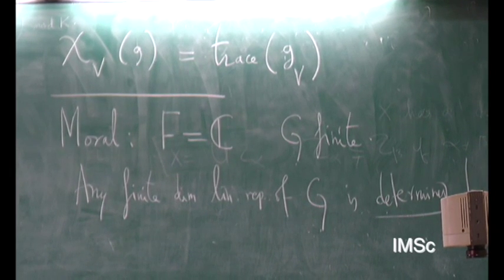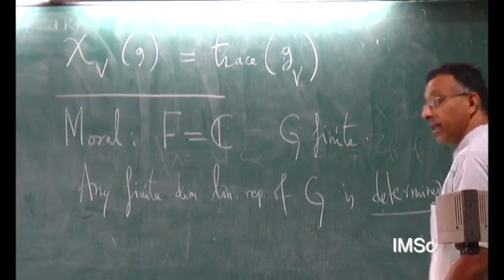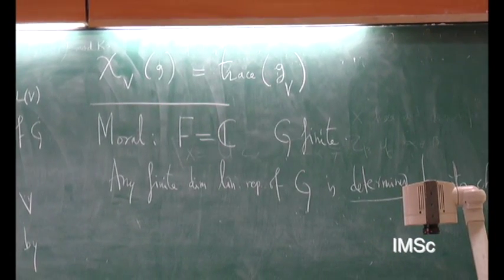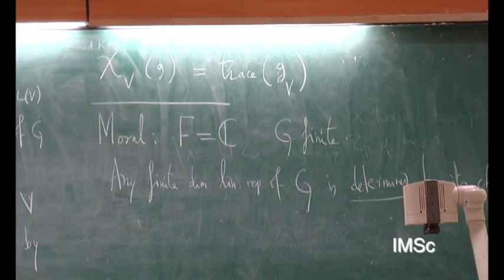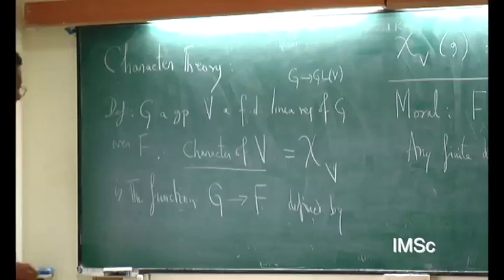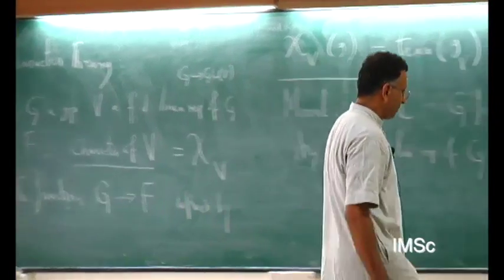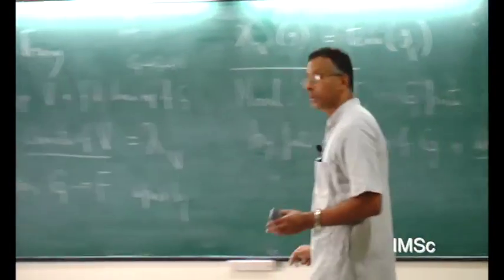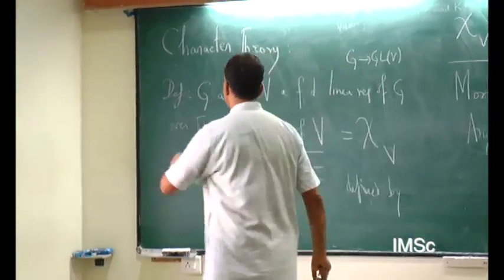So, as we were saying, the character is like a fingerprint, right? After all, you are extracting what seems like a tiny slice of. Okay, let's see. Is this clear what we are doing? Okay, now let's state the theorem.